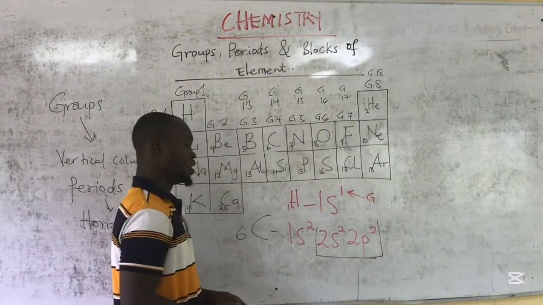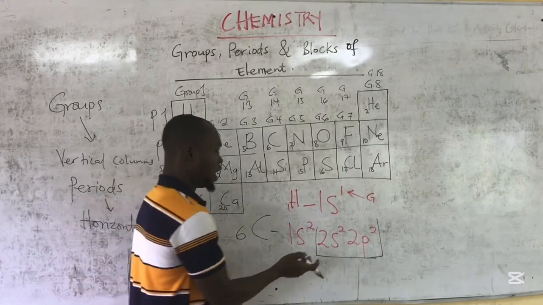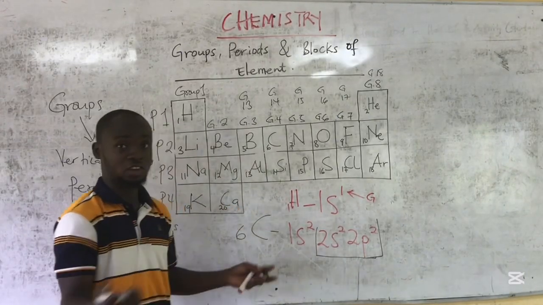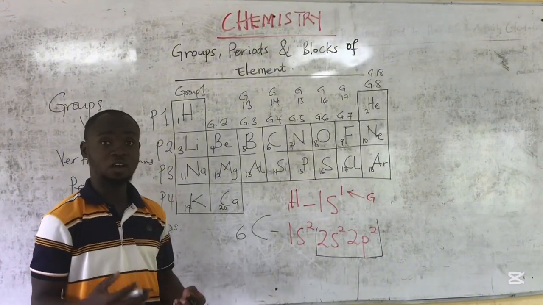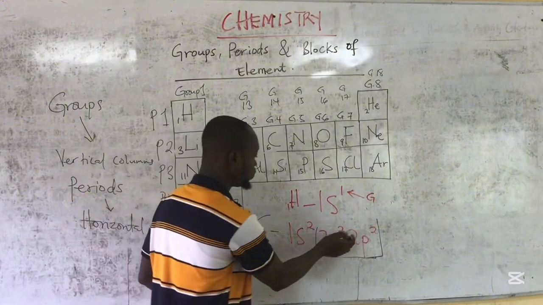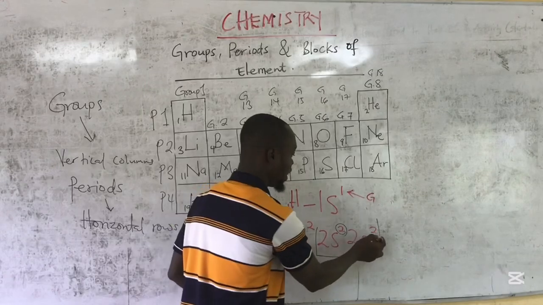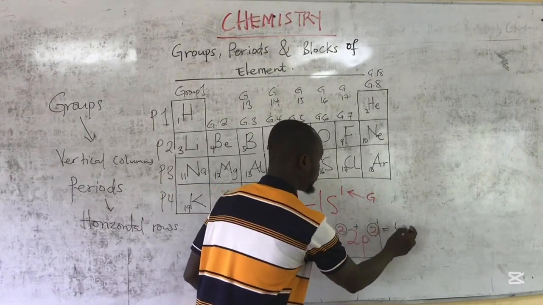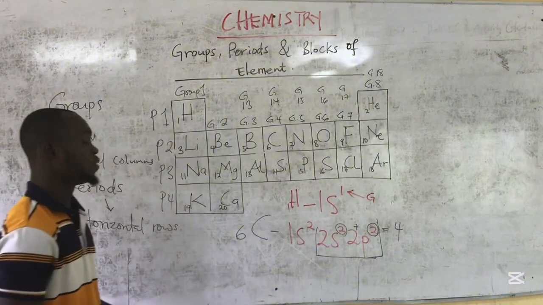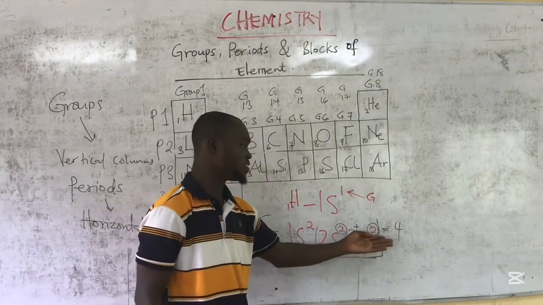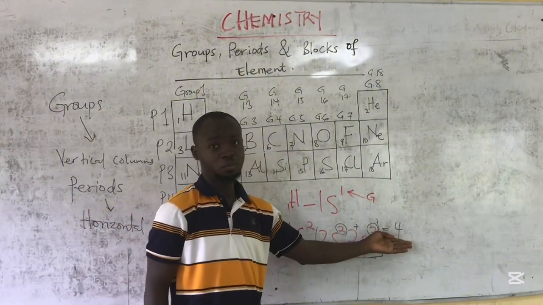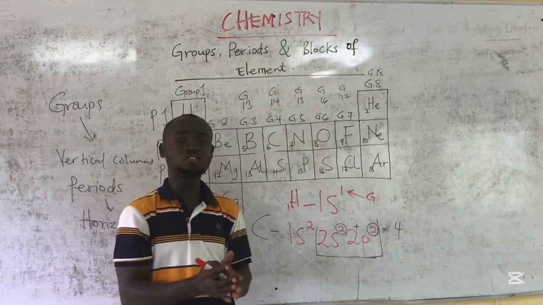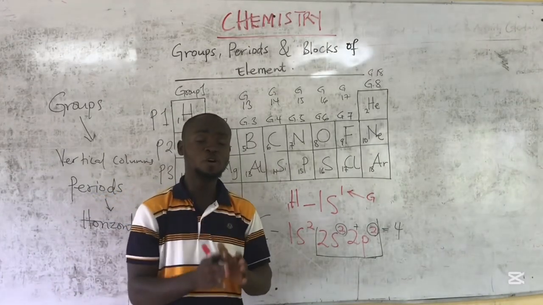Is that okay? Now, how many electrons are found in the second shell? That is the last shell of carbon. How many electrons are located over there? We have 2 in the s orbital and then 2 in the p orbital, giving us a total of 4 electrons. Is that okay? So these 4 electrons here indicate the group of carbon. The total number of electrons in the last shell represents the group of that element.